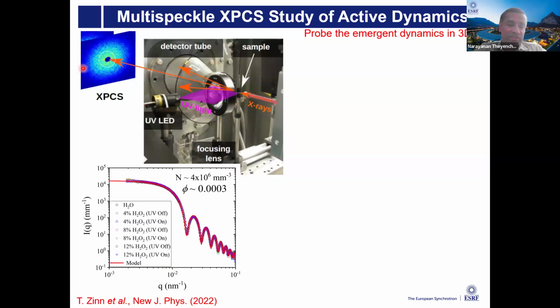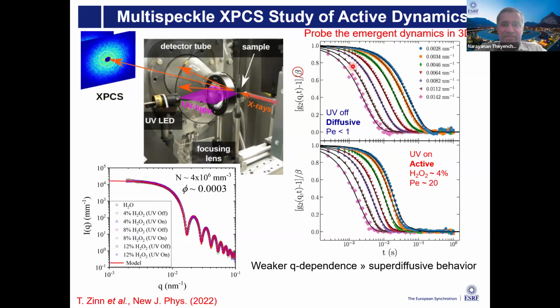And of course, nothing happens structurally to the particles. So what you see is the scattering form factor of these spherical particles. But the dynamics, when the UV power is off, is diffusive, like the example I showed you before.